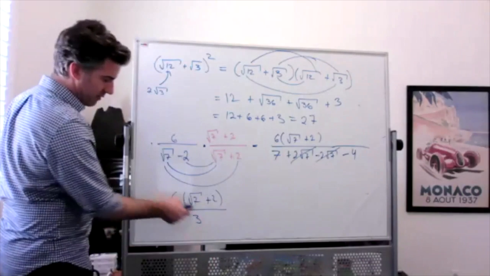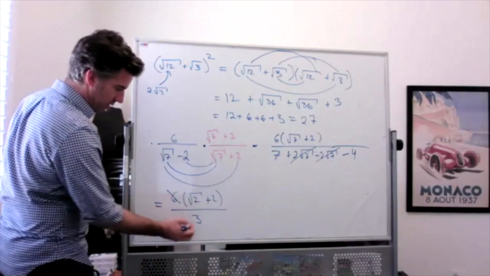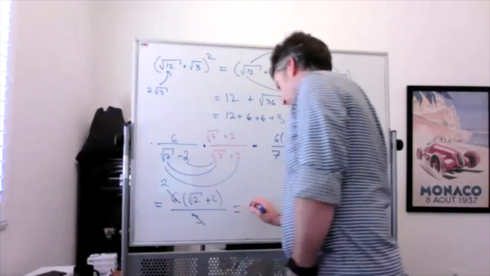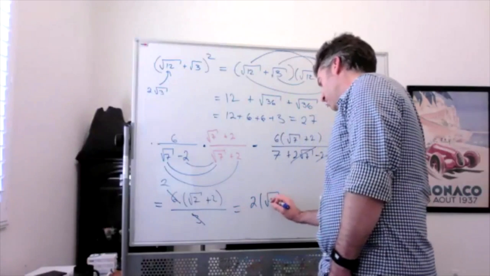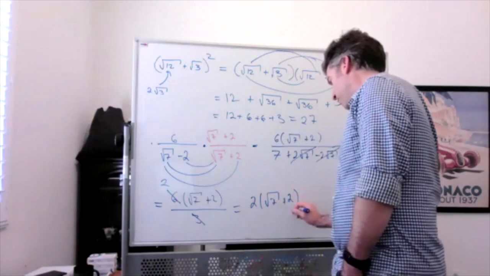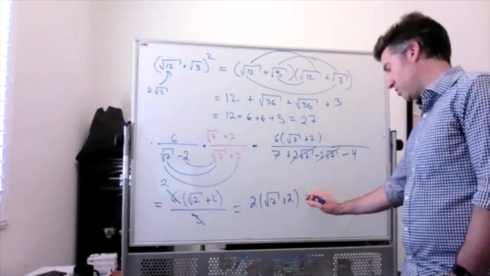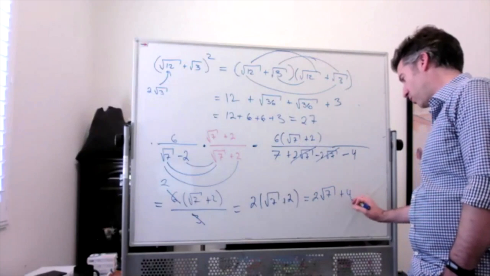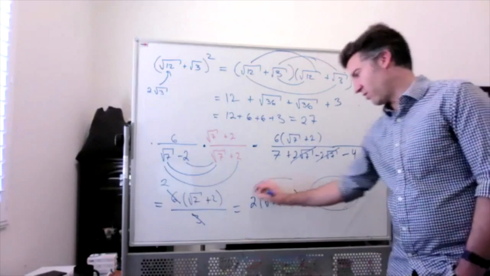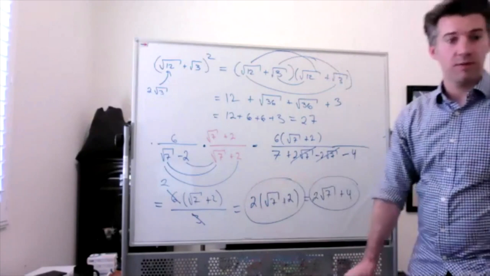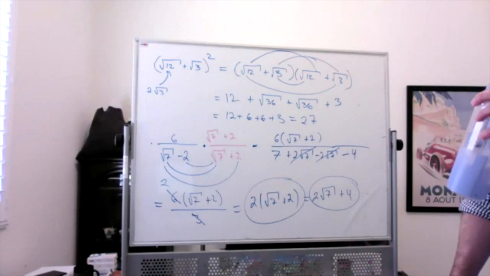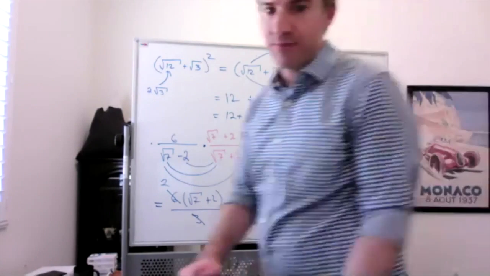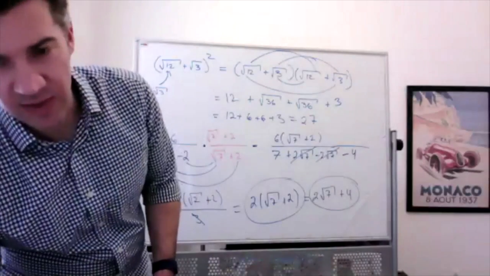So I end up here with 6 times root 7 plus 2 over 7 minus 4, which is 3. And then 6 divided by 3, I can cancel a 3 here and a 3 here, and be left with a 2 on top. So I could write this as 2 times root 7 plus 2. Or I could even distribute the 2 and get 2 root 7 plus 4. Either way, I think would be fine to write your answer here. Okay. So that is some examples of simplifying things.